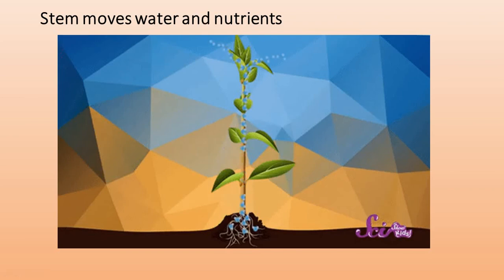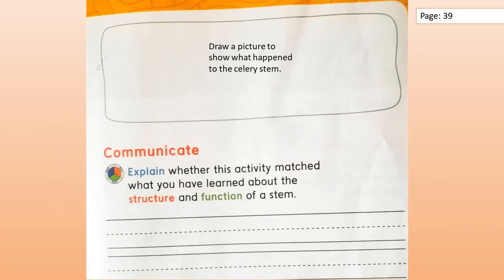Interesting, grade 1. Let's see the next page in your book, page number 39. In this page, grade 1, please draw a picture to show what happened to the celery stem. And show me that later, grade 1.